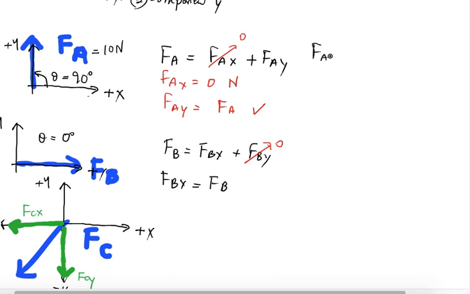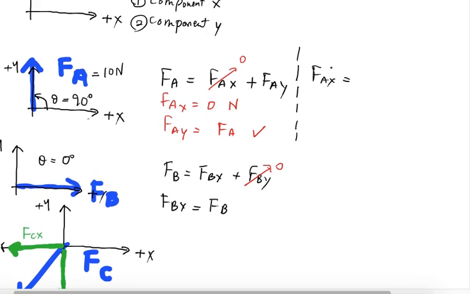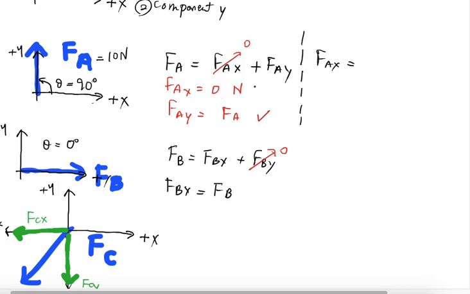So FAX, just try to calculate first. Okay, let's see whether our calculation tallies or not with our drawing finding just now. So FAX, we know the equation to find any vector in X component in X direction: it is FA, the main vector or the fundamental vector, you multiply it with cos theta. And this theta is the one that you measured from the x-axis.